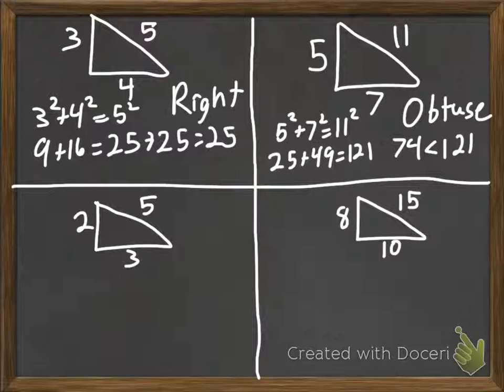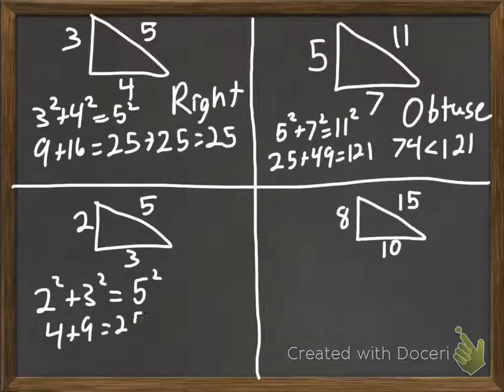The bottom left, 2 squared plus 3 squared equals 5 squared. 4 plus 9 equals 25. And it looks like 13 is also less than 25, so this is obtuse.